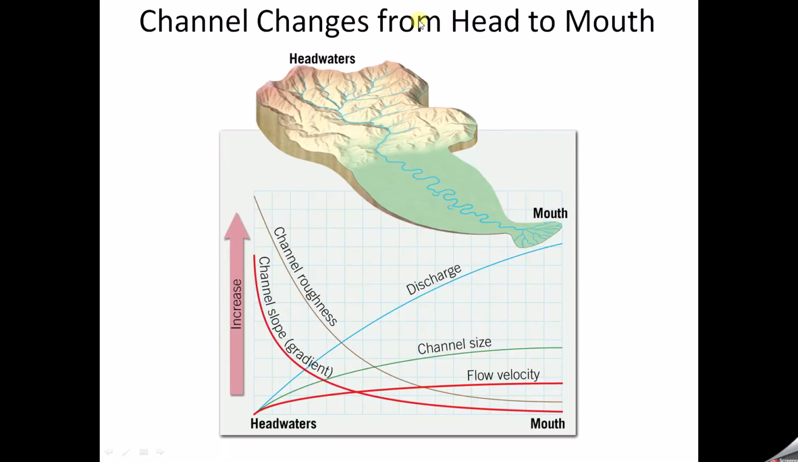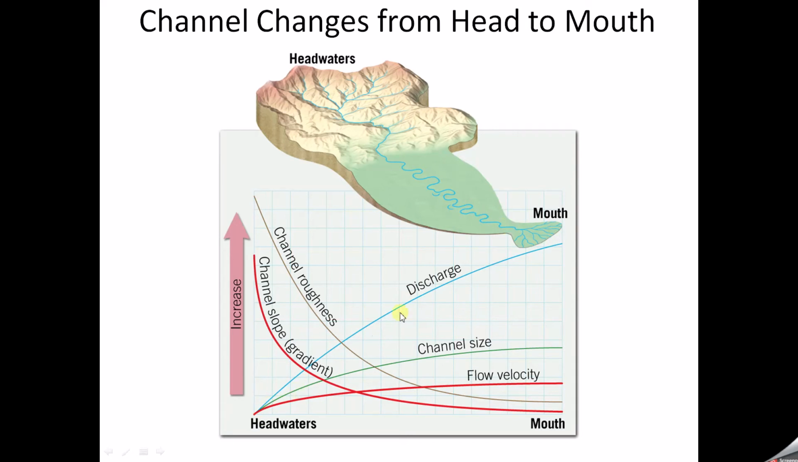So the channel changes from head to mouth. From the head to the mouth, we have five main elements: channel roughness, channel slope or gradient, discharge, channel size, and velocity. From head to mouth, the channel roughness decreases, and the channel slope or gradient decreases. So higher gradient and higher roughness here; as you come down to the mouth, lower gradient, lower roughness, getting smoother.